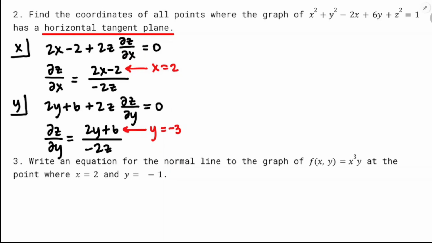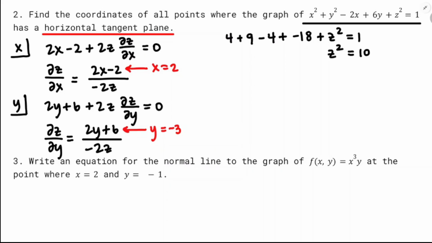What I'm going to do now is plug those values into the original equation and hopefully find z. So x squared is 4 plus y squared is 9 minus 2x is minus 4 plus 6 times negative 3 is minus 18, plus z squared equals 1. So 4 minus 4 is 0. 9 minus 18 is negative 9. And so I'm sitting with negative 9. I add that over and I get z squared equals 10. And then that means z is either the positive or negative square root of 10.